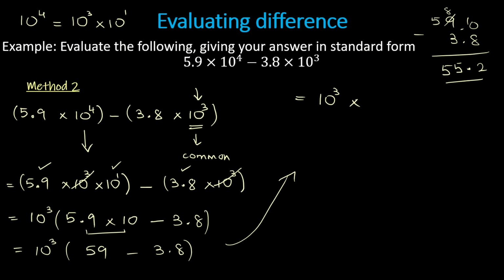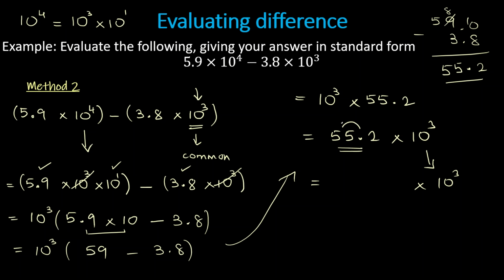Okay, this is 55.2, and this is simply 55.2 times 10 power 3. Now we have to check whether this is in standard form. This number is not between 1 and 10, so we have to convert it between 1 and 10. We keep the 10 power 3 as it is. So let us convert this number between 1 and 10.